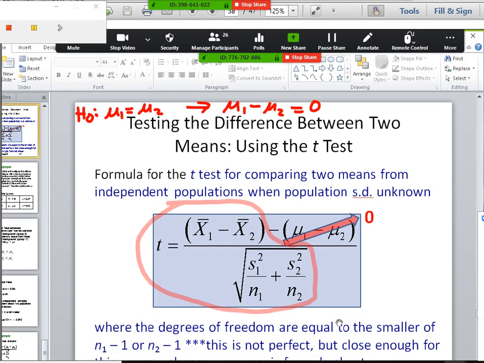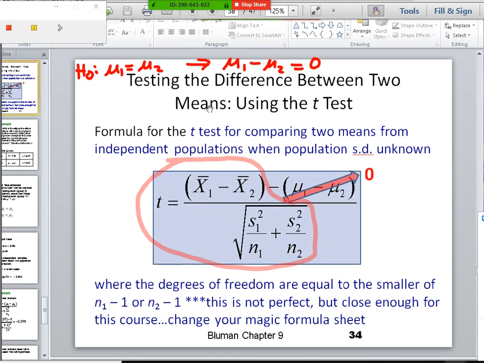Okay, so here is our H0, which again can be written like this as well, and this is the only part you care about, because this is just 0.